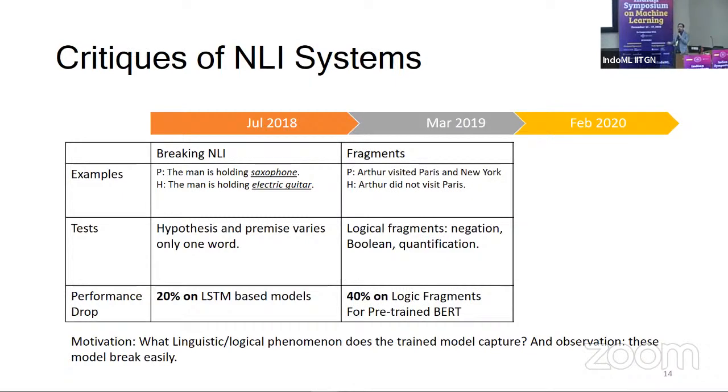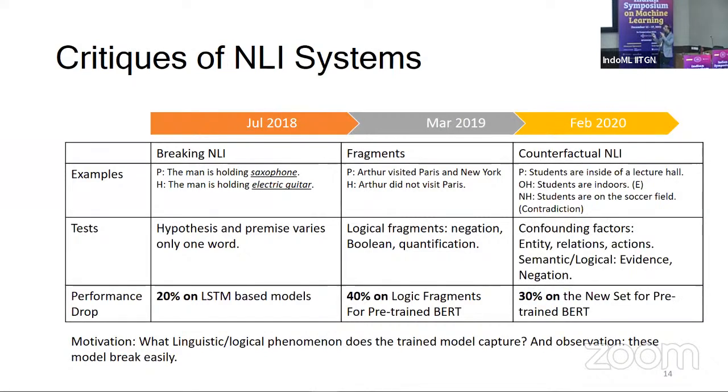The more we moved to BART models, it did not really improve. People tried logical fragments, negation, like and, or, and quantification. For example, the premise is Arthur visited Paris and New York, and the hypothesis is Arthur did not visit Paris. Very simple example, right? Compared to what we have in multi-NLI and other complex data sets, it gave a 40% drop on these fragments on BART, right?